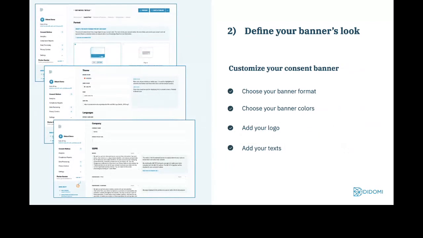So it's the second step of the banner creation. You need to choose first the format of your cookie consent banner. You can choose a bottom format, a sticky banner for your application, or you can also choose a pop-in format, a blocking format.